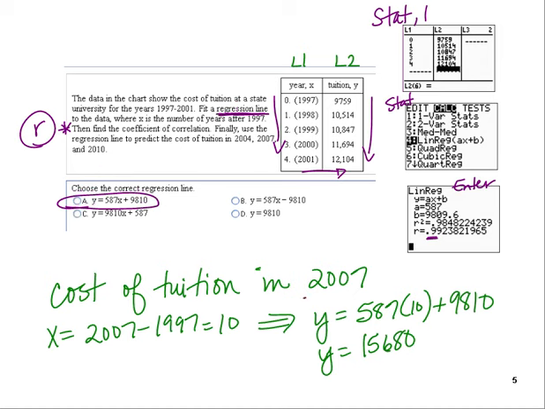Now we're going to use that equation to predict the cost of tuition in the years 2004, 2007, and 2010. I'm just going to do it in the year 2007. So to do that, I've got to find out what x is, right? x is the number of years after 1997. So subtracting that base year off, we find that x is 10. Then replace our x value in the equation with 10 and simplify to get 15,680. So this is saying that if this trend continues, the cost of tuition at a state university would be $15,680 in the year 2007.